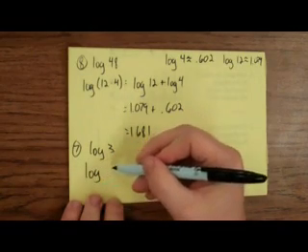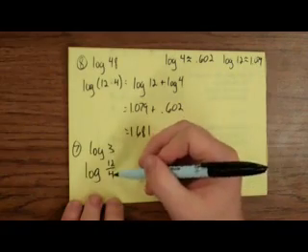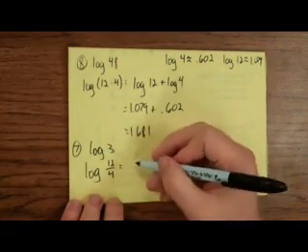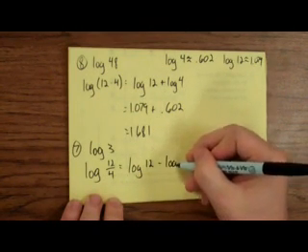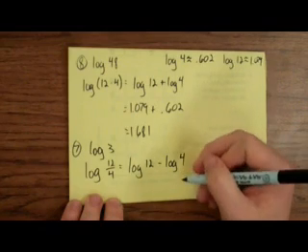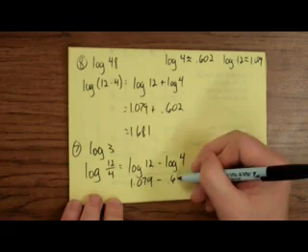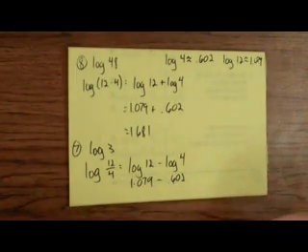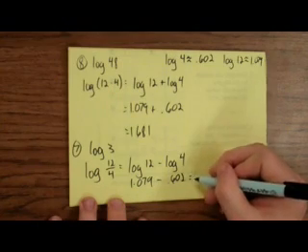Well, 3 is 12 divided by 4. So if I take the log of 12 divided by 4, it's the same as taking the log of 3. But I can use the quotient property and write it this way. The log of 12 is 1.079. The log of 4 is 0.602. So this time it's going to be faster. 0.477.